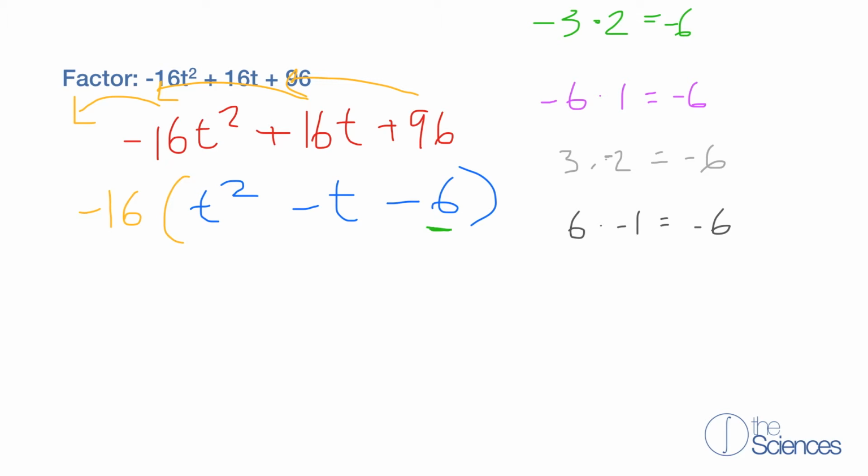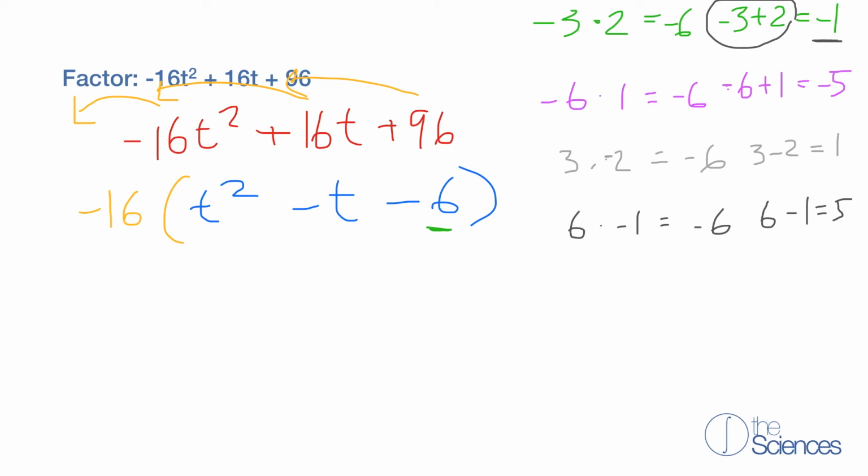So here we have negative 3 plus 2 equals negative 1. Here we have negative 6 plus 1 equals negative 5. Here we have 3 minus 2 equals 1. And here we have 6 minus 1 equals 5. So here we have a match of negative 1. This means that our multiples are negative 3 and 2.